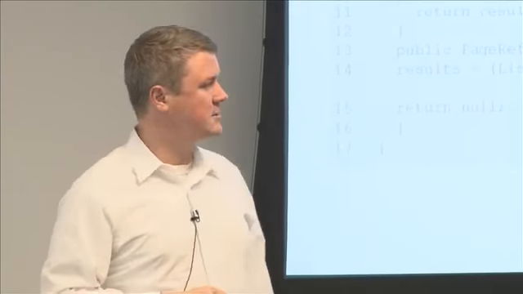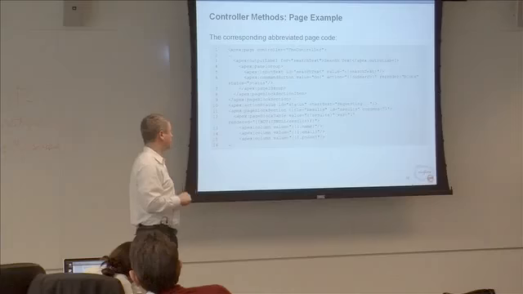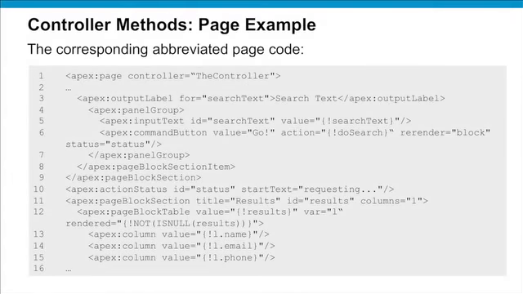All right, so let's go take a look at the page, and then we'll call the methods in our controller. The first thing I'd like to point out is that we have our input text called search text. So this is the text box where the user enters what they're searching for. We then also have a command button, and we're going to use this command button for action binding. You'll notice that this is bound to a method called doSearch.